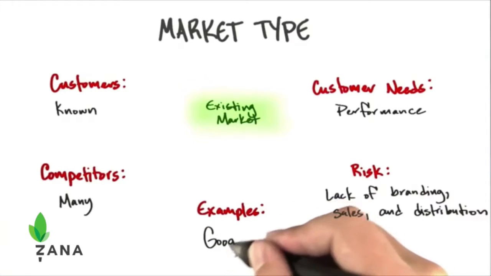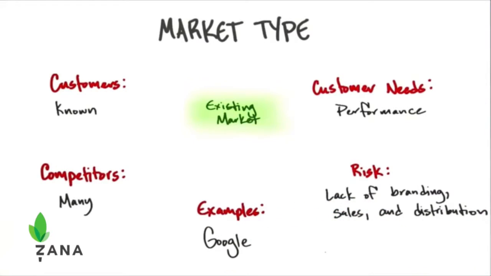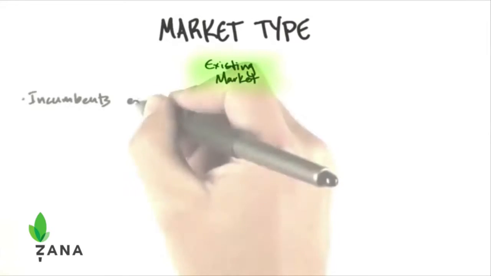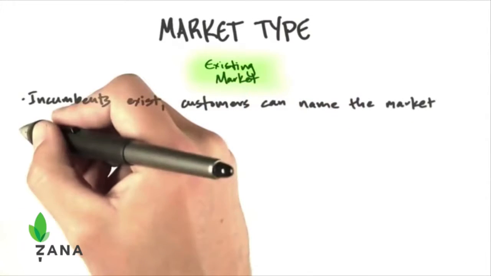Example, Google. It's an existing market. Go ahead and try to enter the search business today. There's a dominant player in search. Again, a little further definition. In an existing market, incumbents exist. Customers can name the market.